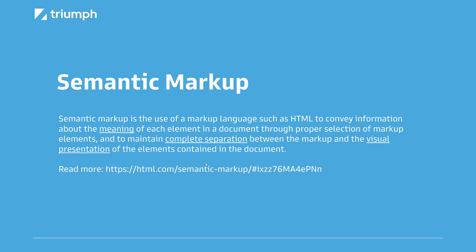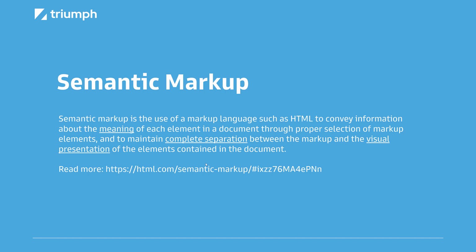So semantic markup is basically the use of a markup language like HTML, which is in our case what we're going to use, to convey information about the meaning of each element in a document through the proper selection of markup elements, so the proper selection of which elements in HTML we're going to use, and maintaining a complete separation between the markup and the visual presentation of the elements contained in the document. So, okay, that might be a little confusing.